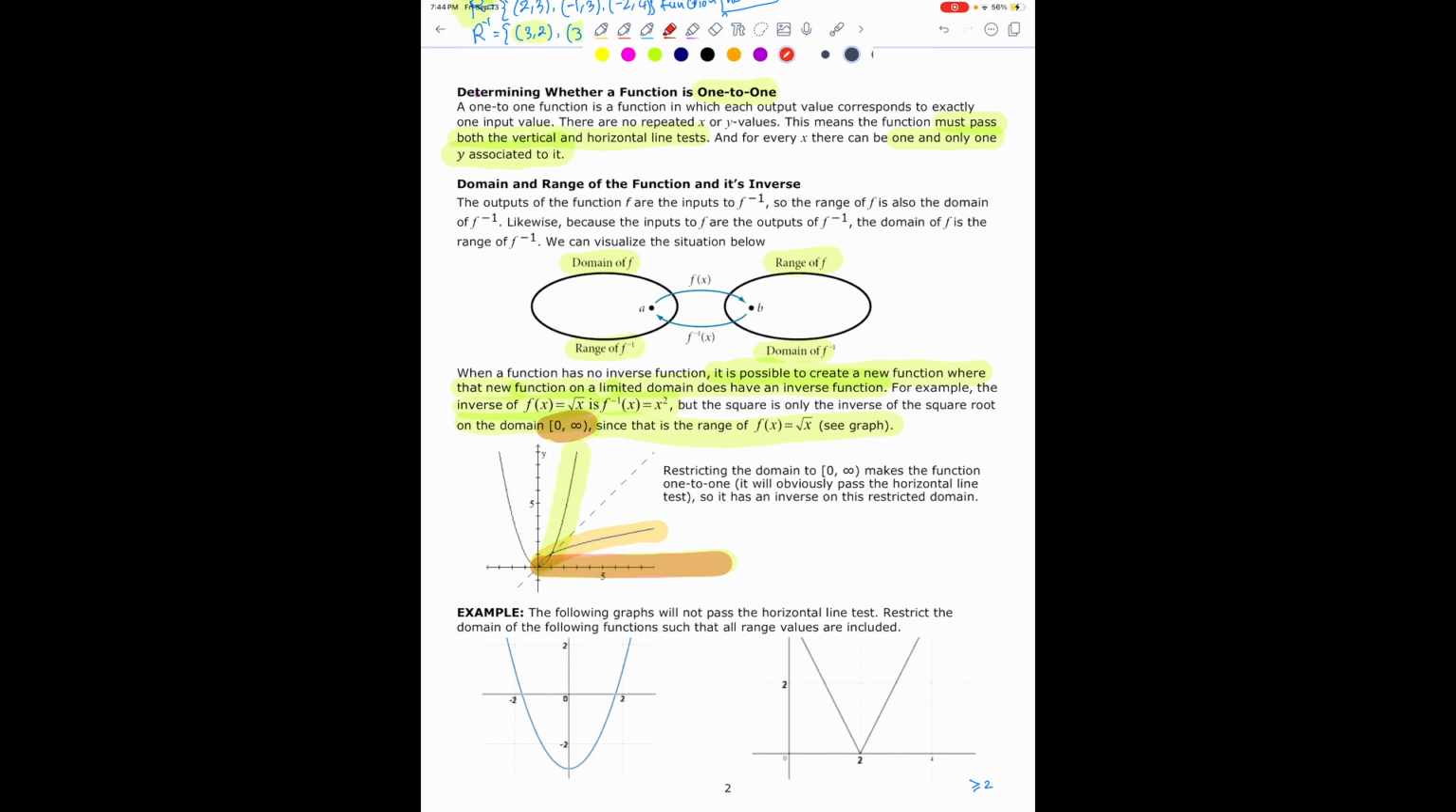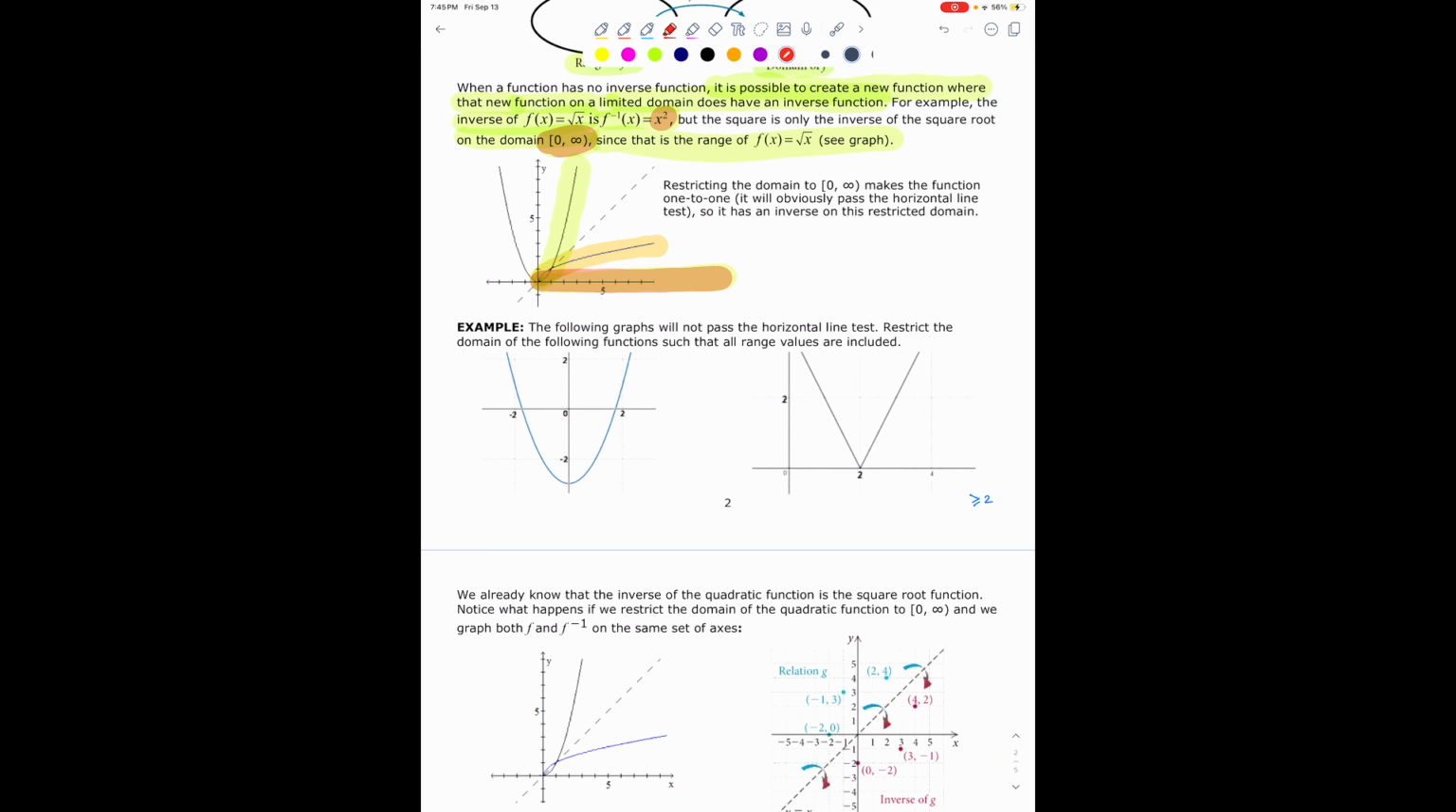Restricting the domain to 0 to positive infinity makes the quadratic function a one-to-one function. So it will pass the horizontal and vertical line tests. So it has an inverse, but that inverse has to be on the restricted domain. Here is an example. The following graphs will not pass the horizontal line test. Restrict the domain of the following functions such that all range values are included.